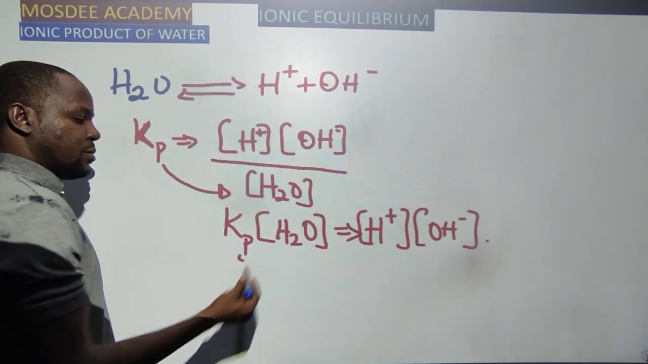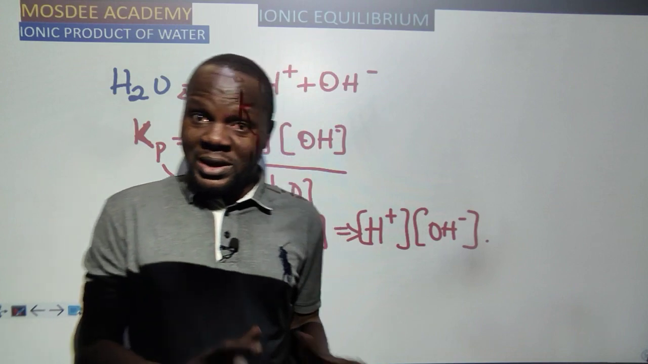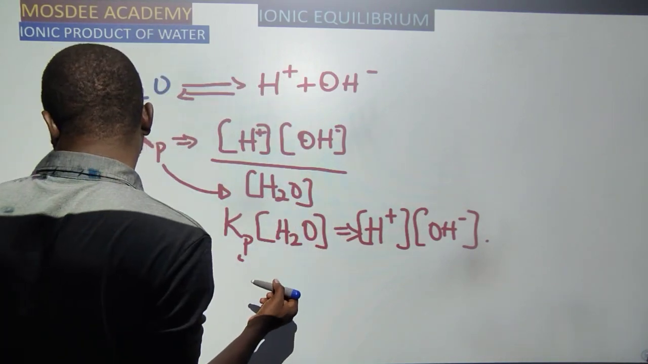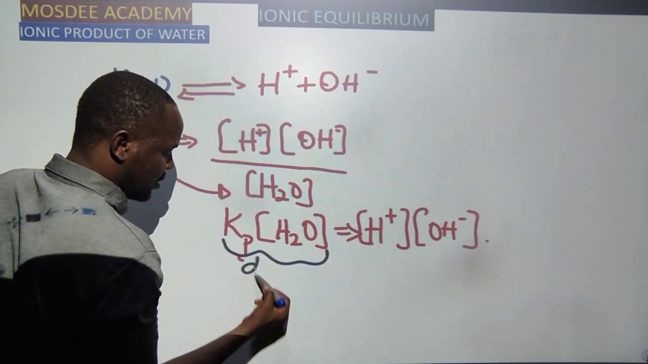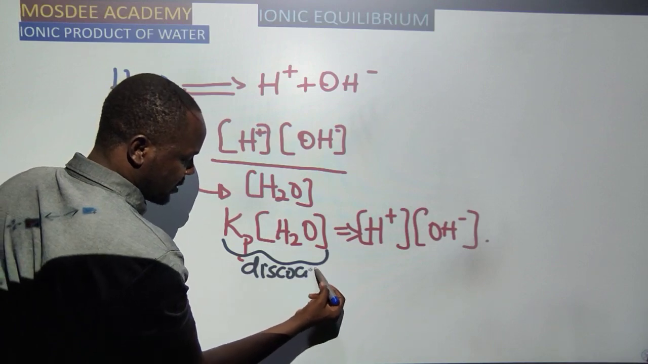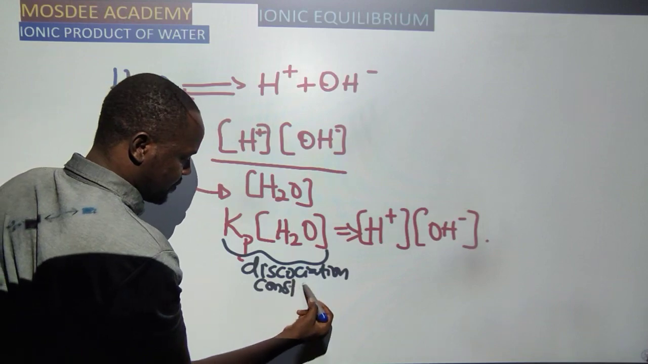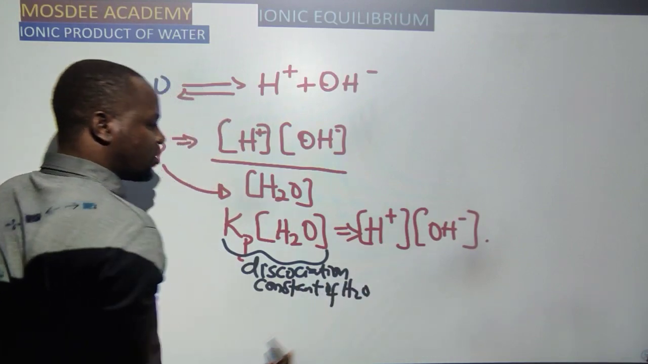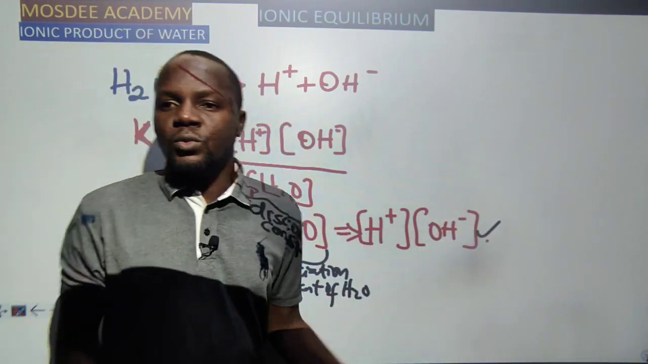Now this particular thing, because water is said to be neutral to pH, which is where we are actually going. You guys know that we can now say this particular value we have gotten here can be called what we call the dissociation constant of water.